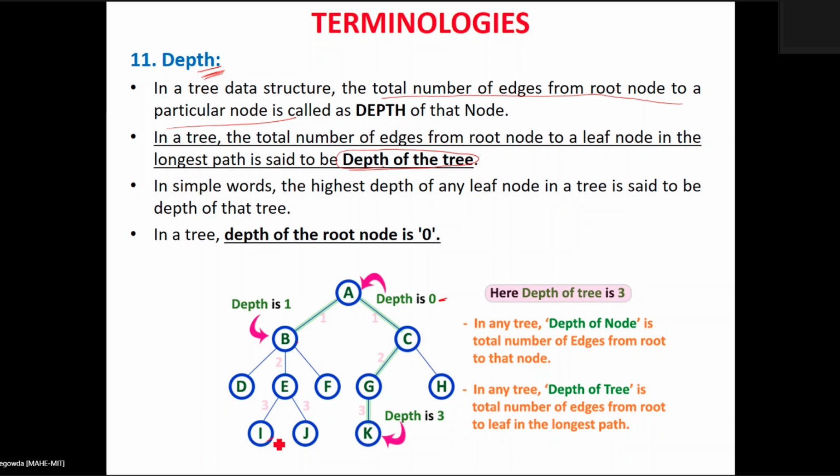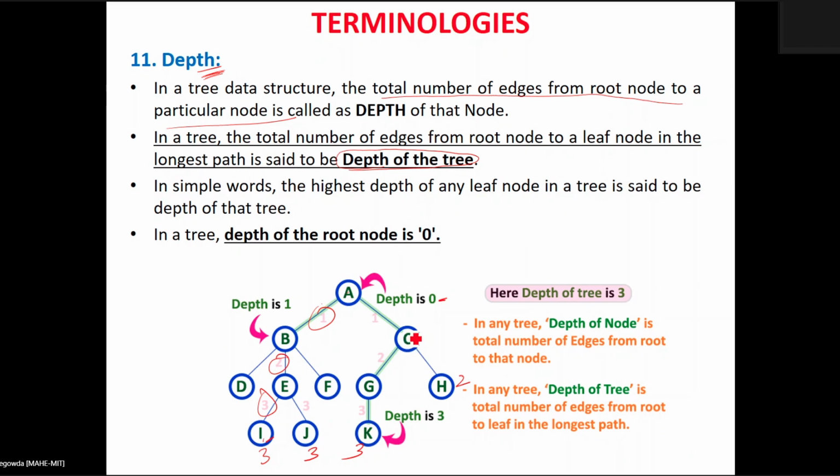Similarly, if you look at I, the number of edges from the root node A to node I is 3 edges. The first is between A and B, the second between B and D, and the third between B, E and I. So we can say that the depth of node I is 3. For J it is 3, for K also 3, for H it is 2, and so on.